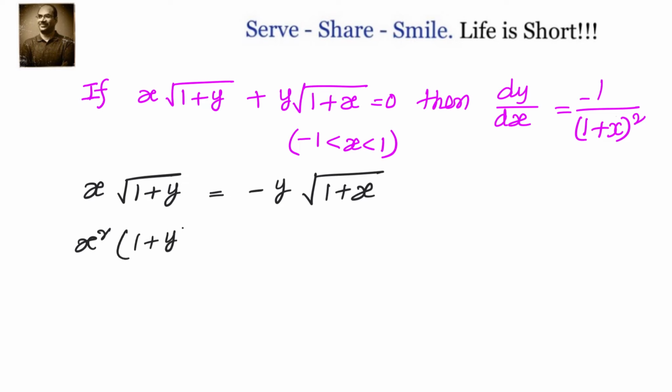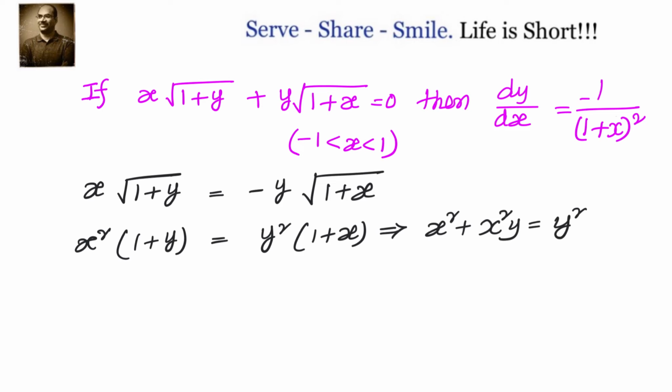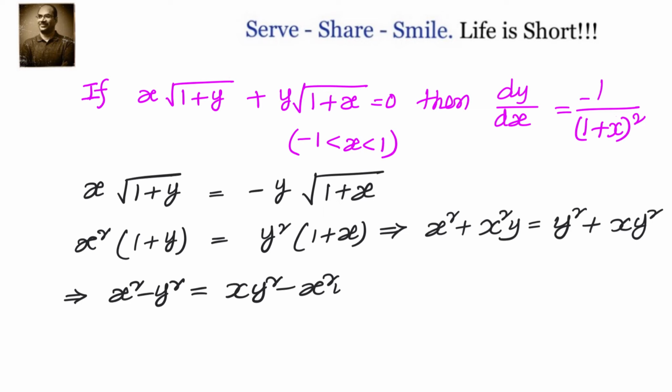Then let us square it on both sides, because if you have square roots, then differentiation becomes a little bit complicated. So when we square it on both sides, we'll have x²(1+y) = y²(1+x). Let us open the brackets and see, can we factorize this or not. We have x² + x²y = y² + xy². Let us bring the y² to the left hand side. So we have x² - y² = xy² - x²y.